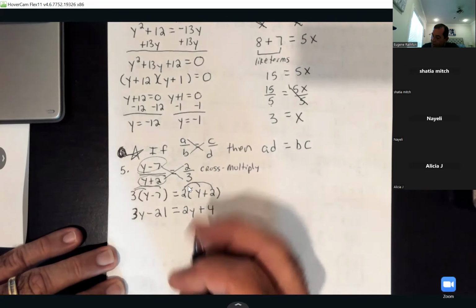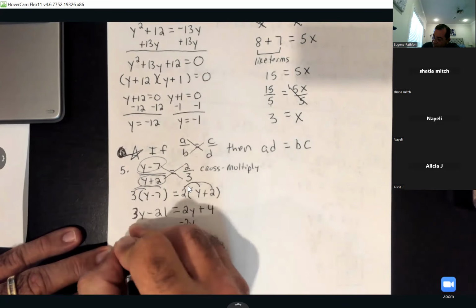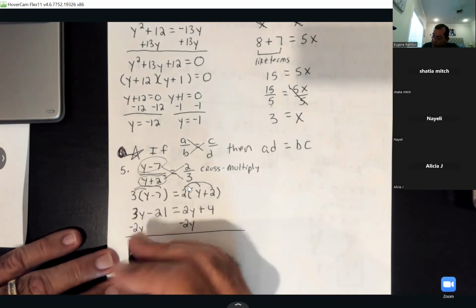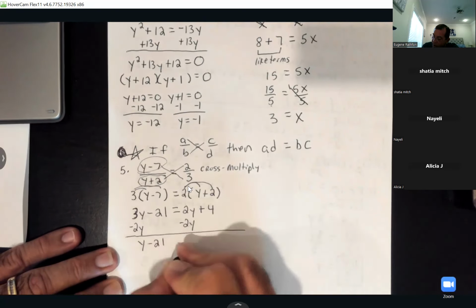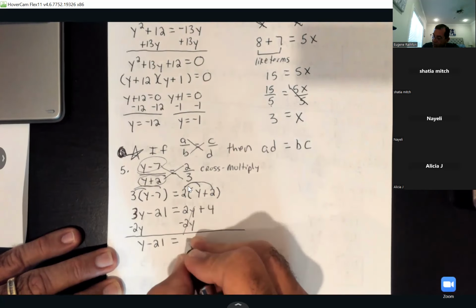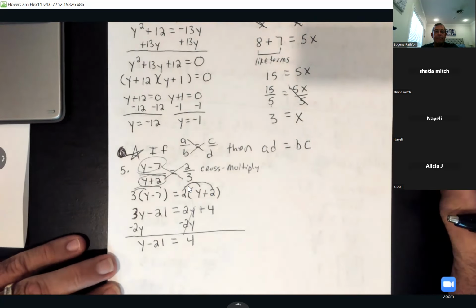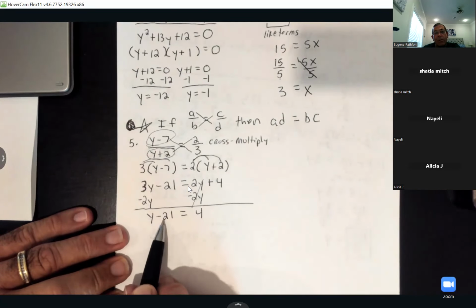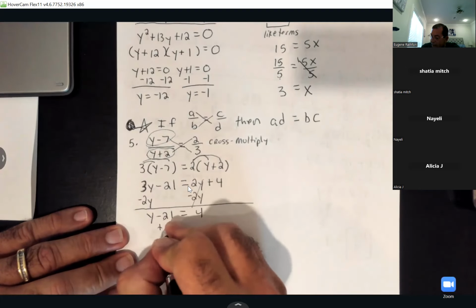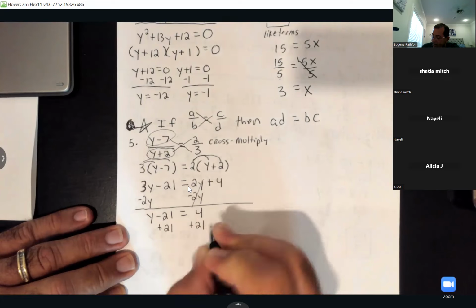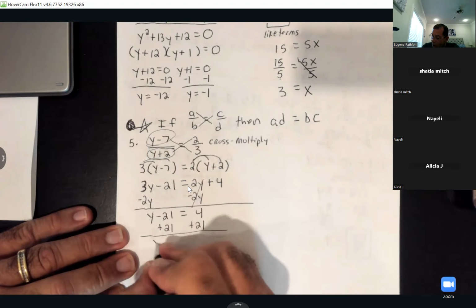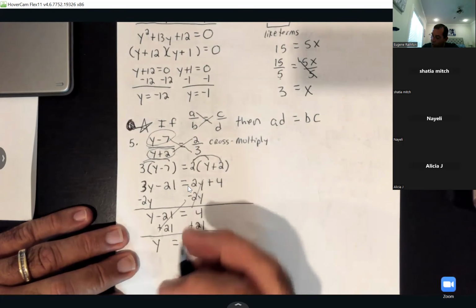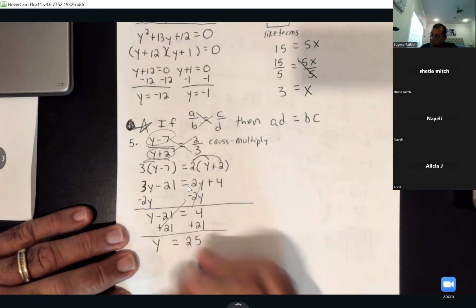So what we want to do first is get the y's all on one side. To get the y's on one side, we're going to subtract 2y from both sides. So 3 minus 2 leaves you 1y minus 21. These y's cancel, so what is left is that 4. Now we want the y to be by itself. Since this 21 is being subtracted, we're going to add 21 to both sides. That brings down my y. The 21's cancel, and on the other side, 4 plus 21 gives us 25.